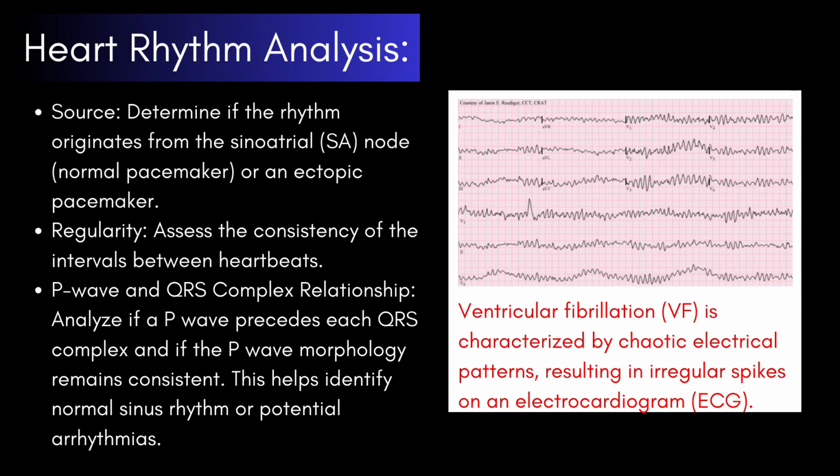Now let's take a look at heart rhythm analysis. Source. Determine if the rhythm originates from the sinoatrial SA node, the normal pacemaker, or an ectopic pacemaker. Regularity. Assess the consistency of the intervals between heartbeats. P wave and QRS complex relationship. Analyze if a P wave precedes each QRS complex and if the P wave morphology remains consistent. This helps identify normal sinus rhythm or potential arrhythmias. Ventricular fibrillation, VF, is characterized by chaotic electrical patterns, resulting in irregular spikes on an electrocardiogram, ECG.